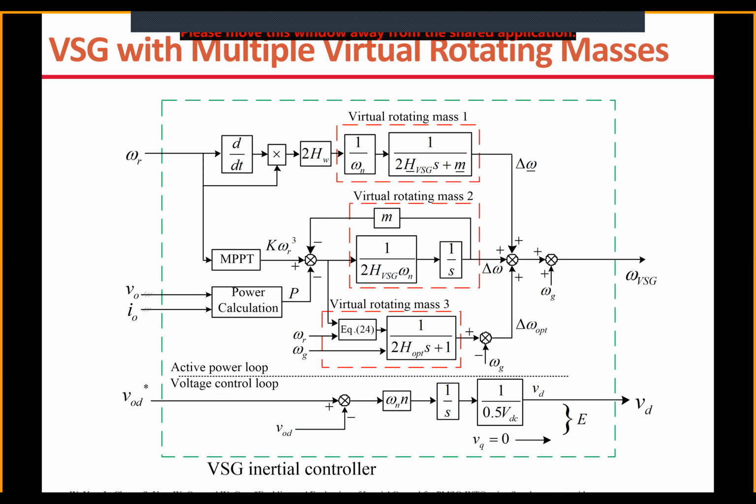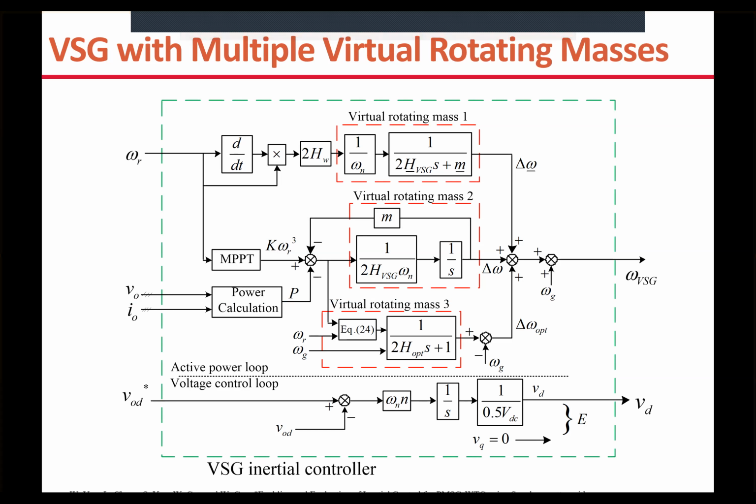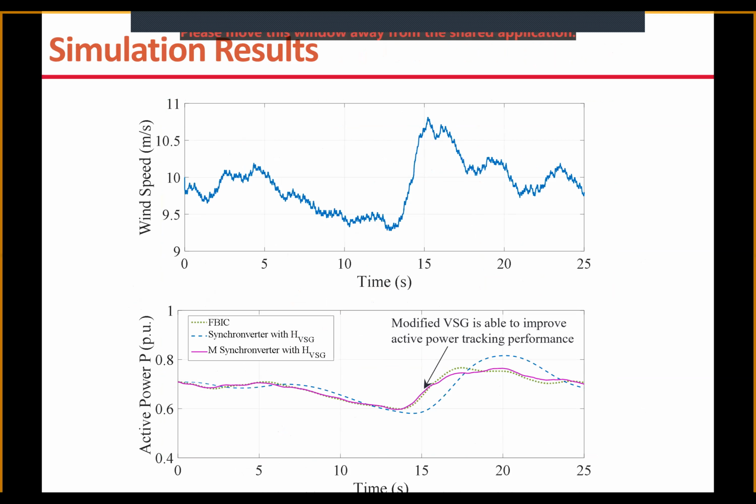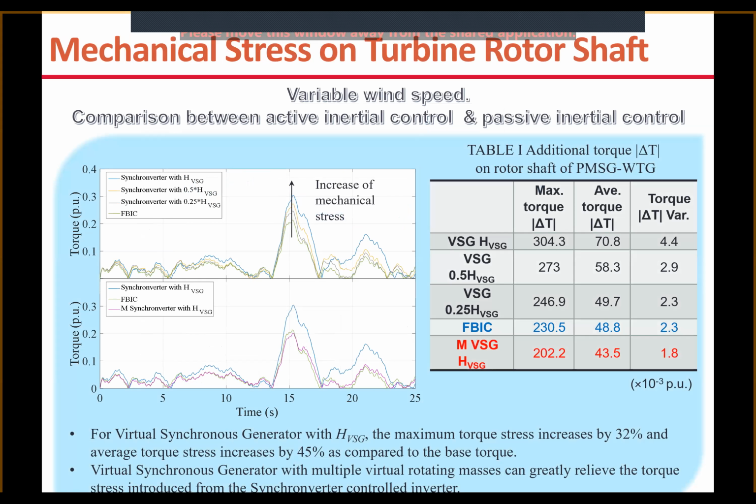This is the same as the original VSG. The middle one is the same, but instead we have two additional loops. The outside is the same, and we simulated under realistic wind conditions, and we can see we have better performance, the red one with the multiple rotating masses. Also with that method, we can reduce the mechanical stress on the rotor shaft.